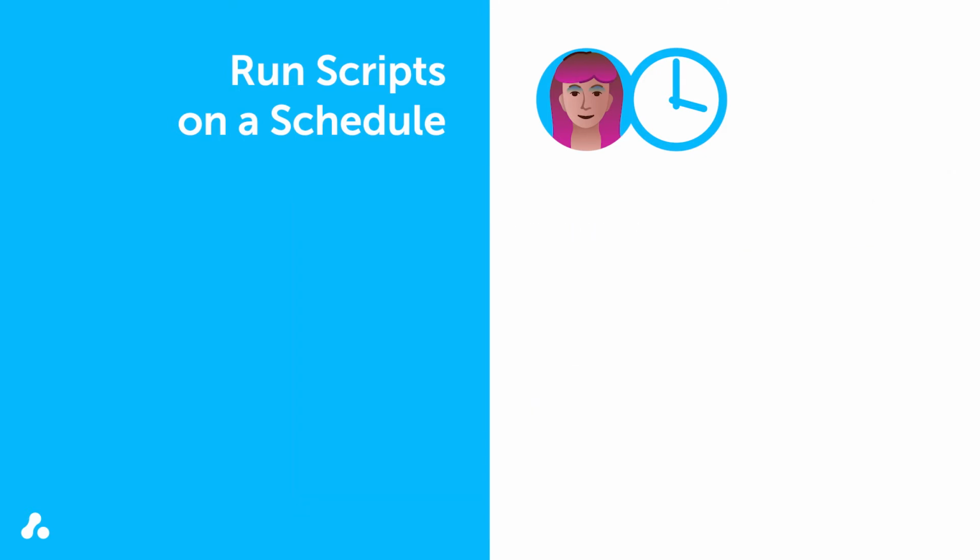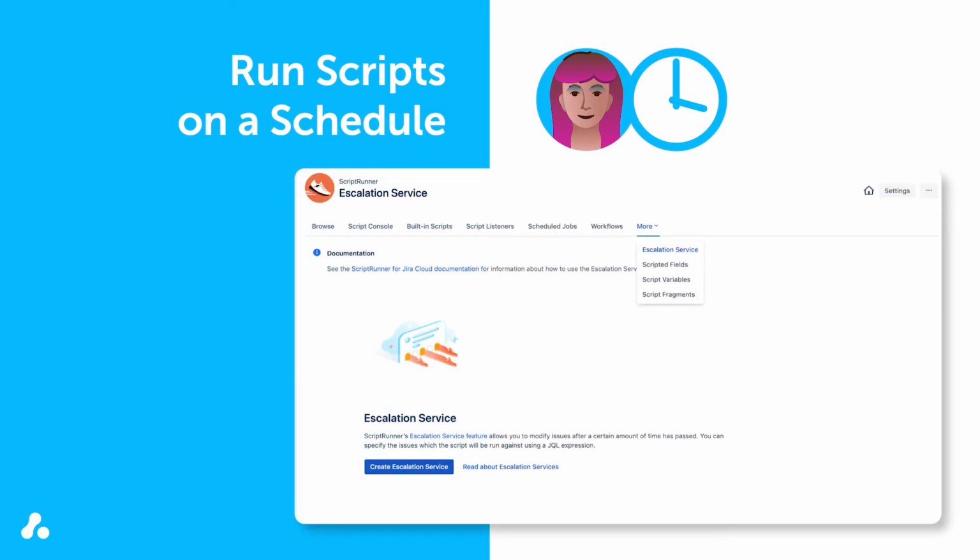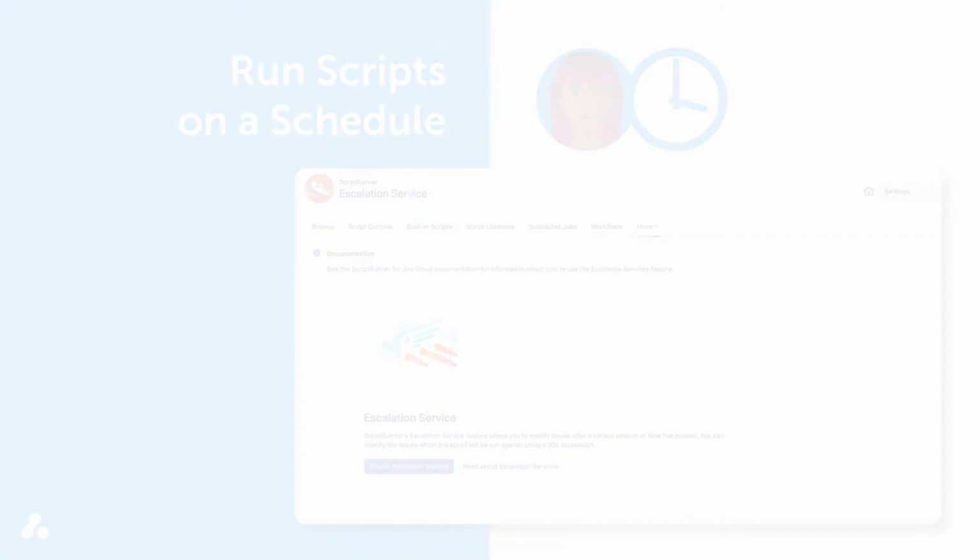In addition, Violet uses ScriptRunner for Jira Cloud's Escalation service feature to automatically change the priority of issues. Using this function, Violet creates a script that will automatically update the priority on all issues she designates. For example, if she wants to escalate issues that haven't been moved to in progress after a week, then she can use an escalation to automatically change their priority to highest. Violet determines how often the script will run and enters a JQL query to identify the issues requiring an update.